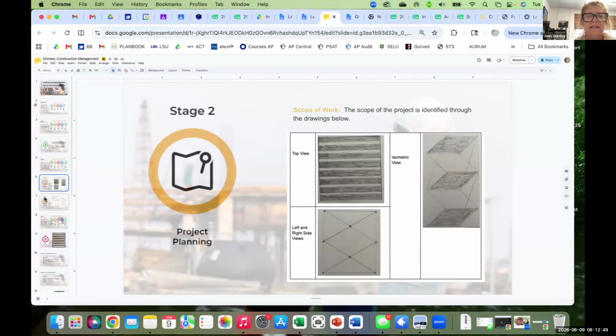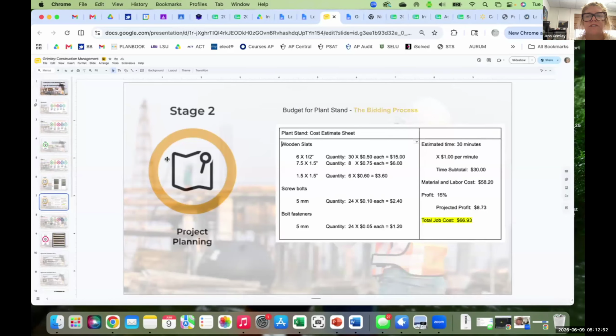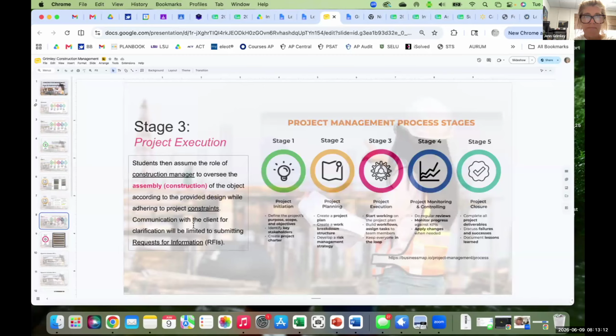Those went out to bid, and during the bidding process, they took all of the parts to assemble it, and the total material and labor cost was about $58, and the profit was 15%. That was added on for the total job cost of $66.93. And then stage three, the project execution, was the actual assembly and construction of the plant stand.